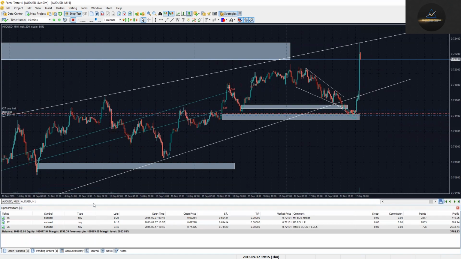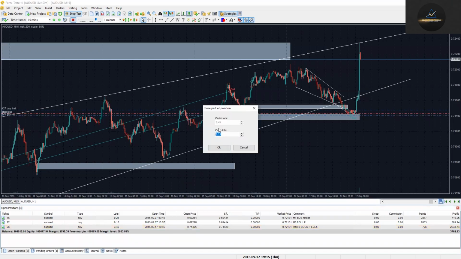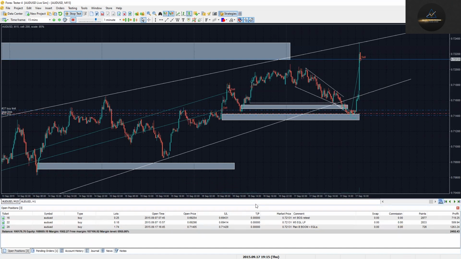Because it's a trend trade and I like the momentum, I'm going to bank 50% of that position. So it's this one right here, 3.5 lots, close part of position, and I'll bank 50% of that. Thank you very much. So that will be about, who's good at maths? Is it 1.75? Yeah, okay. And we're up 6.1%. So we're almost at the target.